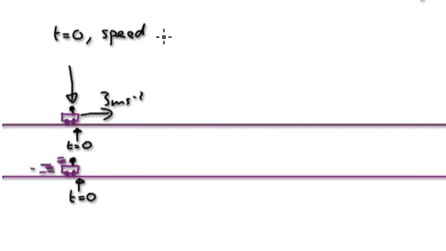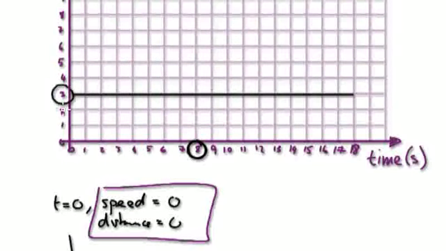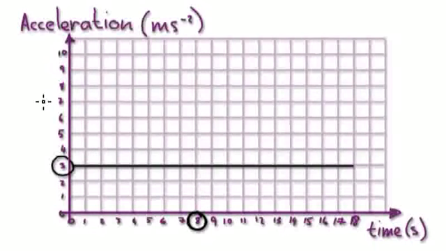I need to tell you that, by the way, your dad is sitting in a car traveling at 3 meters per second squared. When time is 0, his speed is 0, and also his distance is 0. You see, I need to give you these two pieces of information in order for you to answer this question, but just by looking at this graph.